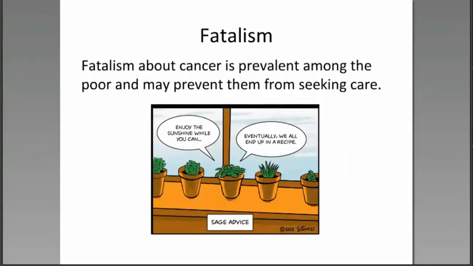So fatalism about cancer is prevalent among the poor and may prevent them from seeking care. And so this attitude of what will be, maybe giving up some control over the situation, and maybe they have some less hope about the situation as well. So that attitude really ties into seeking out care and accessing services as needed.